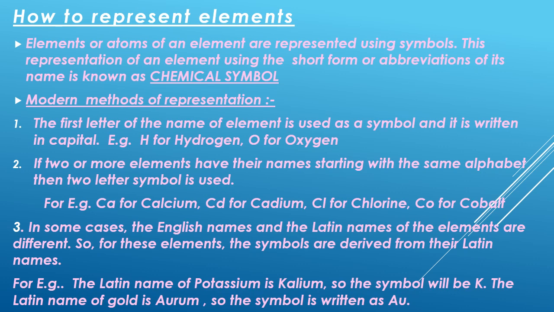Now, in certain cases, the English names and the Latin names of the elements are different. Here the symbol is derived from their Latin names. For example, for potassium, the Latin name is kalium, so the symbol that will be used is K. For gold, it is aurum, so the symbol will be written as Au.